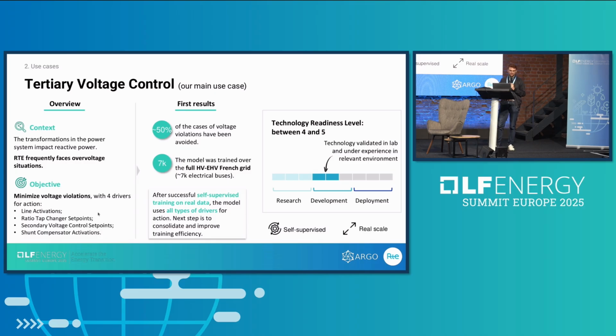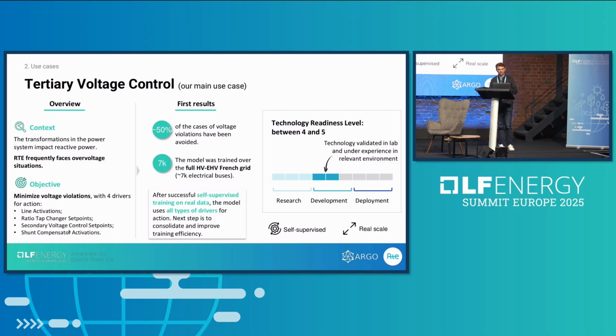To do that, we have multiple drivers for action, namely line activations. We can disconnect some selected lines. We can also modify the voltage set points of ratio tap changers. We can modify the voltage set points of secondary voltage control, which basically amounts to modifying the voltage set points of some generators, to simplify. And also we can open or close some shunts in the grid.